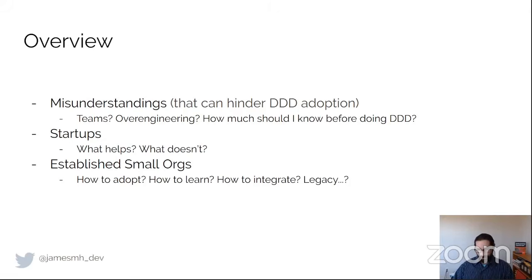And specifically we'll be looking at things like how do you adopt DDD, how do you learn, and how do you deal with legacy code also, because I think that is a big issue in smaller organizations that have been around for a long time. And that actually might be part of the reason why they're still small and they've existed for so long. It might be because of all the technical debt that the legacy has caused. So dealing with that can definitely help.